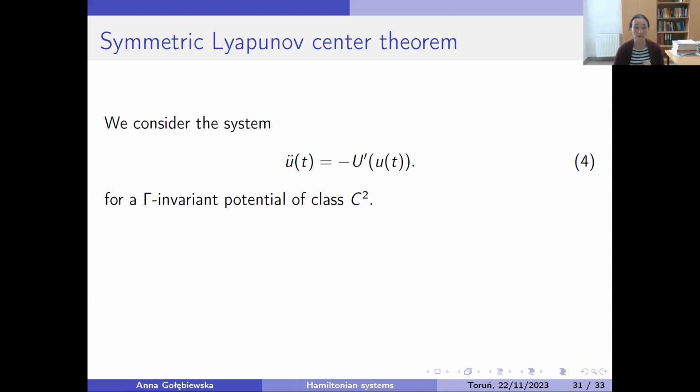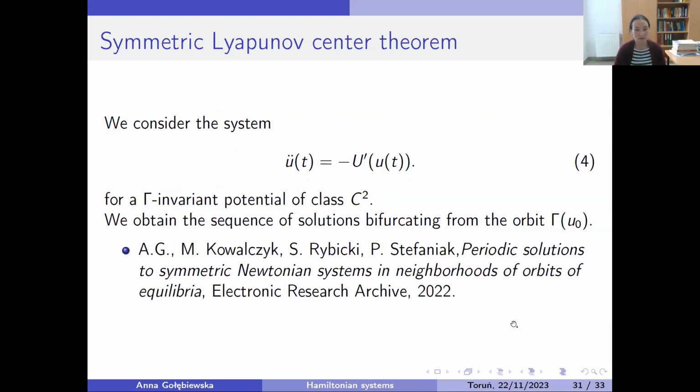The Newtonian system is a system of second order differential equations of this form. We assume that we have a Gamma invariance here, and with some assumptions, again for eigenvalues and for the way the group Gamma acts, we have obtained a sequence of solutions bifurcating from the orbit. The next thing we are going to do is to obtain not only a sequence of solutions, but a connected set of solutions, and describe the behavior of the set at infinity.